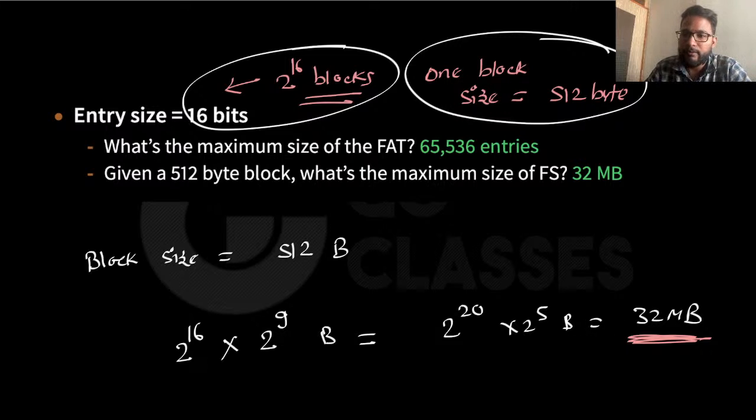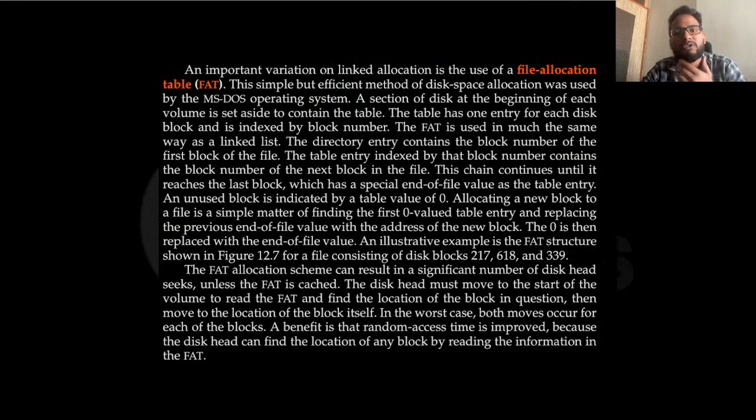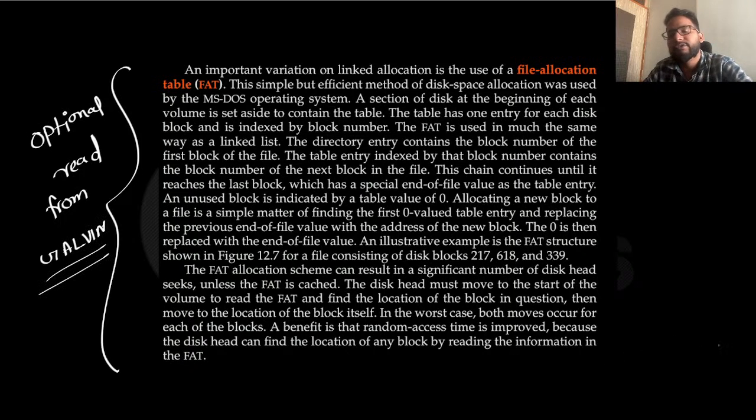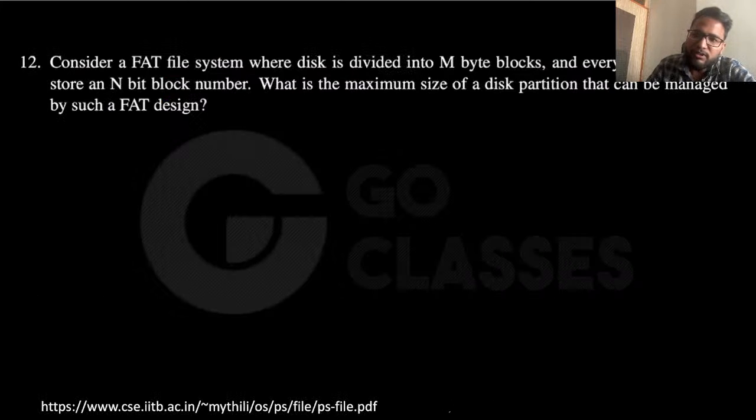Let me know if that is okay to everyone. Okay. Yes. So I hope that's fine. Now this is one optional read that I've taken from the Galvin. If you want, you can read it. Otherwise, you can skip it. Right? Okay. Now let's solve this question.